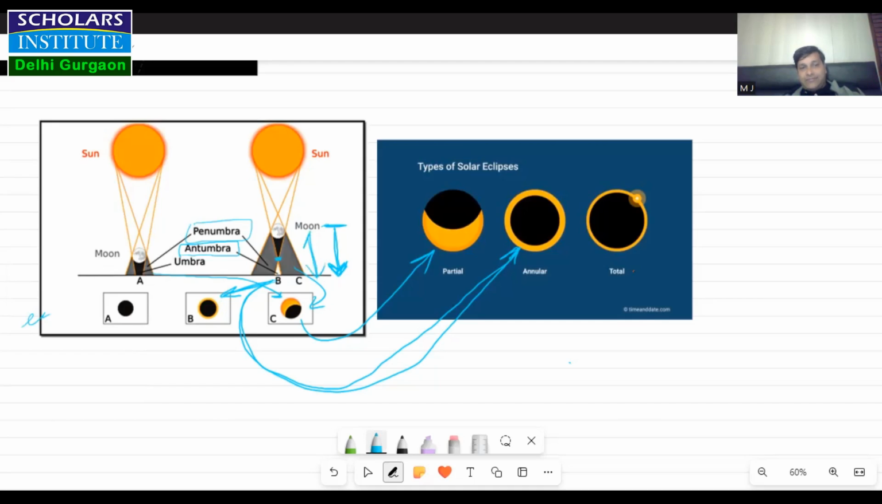And when the moon is closer to the earth, the umbra falls on the earth. When the moon is away from the earth, the umbra does not fall on the earth; rather, antumbra is formed, which is this portion. And this antumbra results in the formation of an annular solar eclipse. Understood the concept?